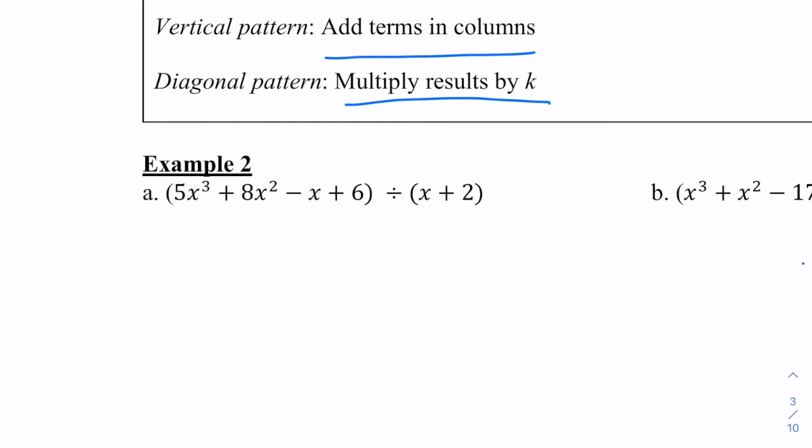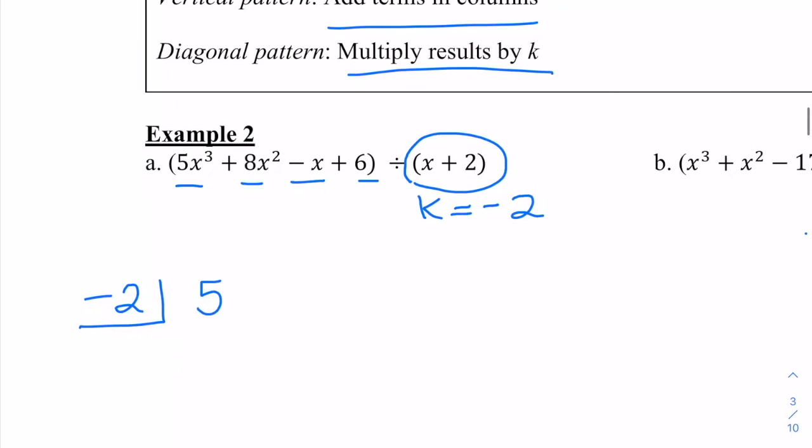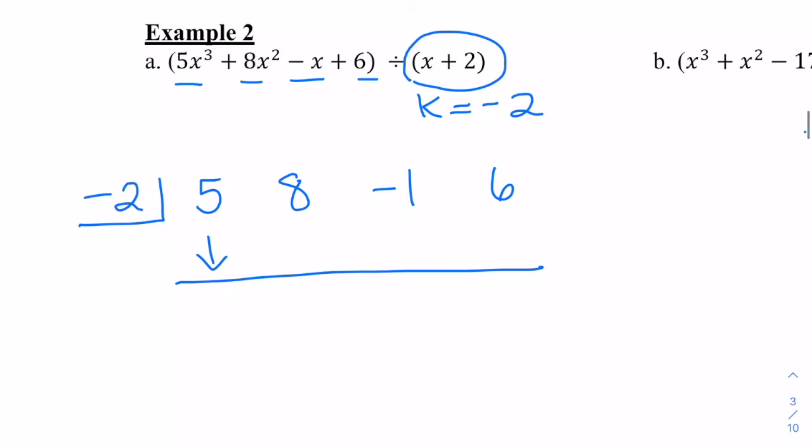So let's look at this one. We're going to divide by x plus 2. So that means our k, or 0, is -2. So I'm going to put -2 in this multiplier box. On the first row, I'm going to write the coefficients of the terms and the constant. Remember, if there's anything missing, I would put a 0. But nothing's missing. 3, 2, 1, 0, right? So looking at those degrees, the coefficients are 5, 8, -1, and 6. Now the process is add going down, but there's nothing to add the 5 with, so I'm going to bring that down.